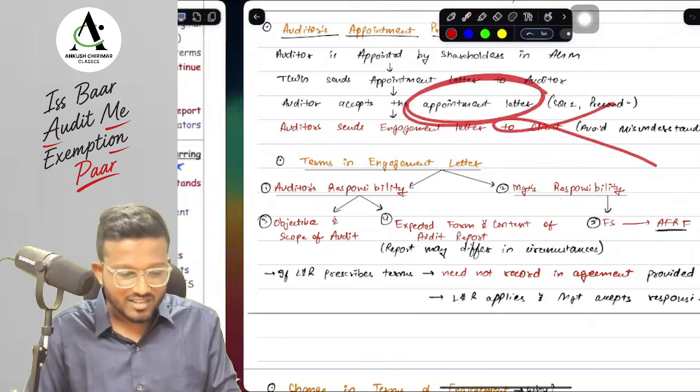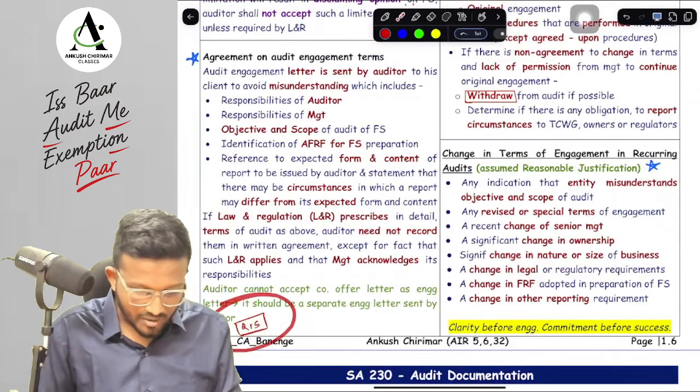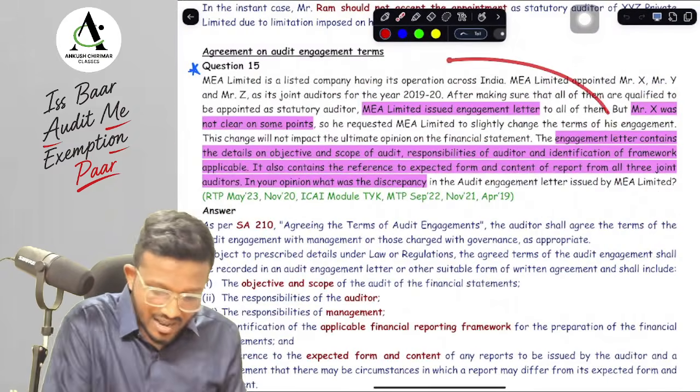Okay, yes sir, this was asked in your MCQ. Okay, yes sir, we have to do question number 15. Here is your question number 15. Here is your question bank. This is your question bank.